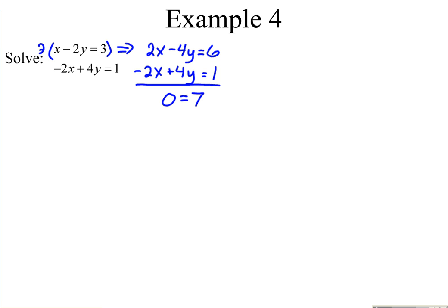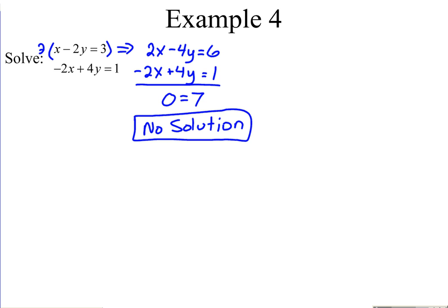Anytime the variable stuff drops out, you're left with one of two situations. Either you have infinitely many solutions or you have no solutions. In this case, does 0 equal 7? No. So there is no solution to this system, meaning that these two equations will never intersect if we were to look at their graphs.